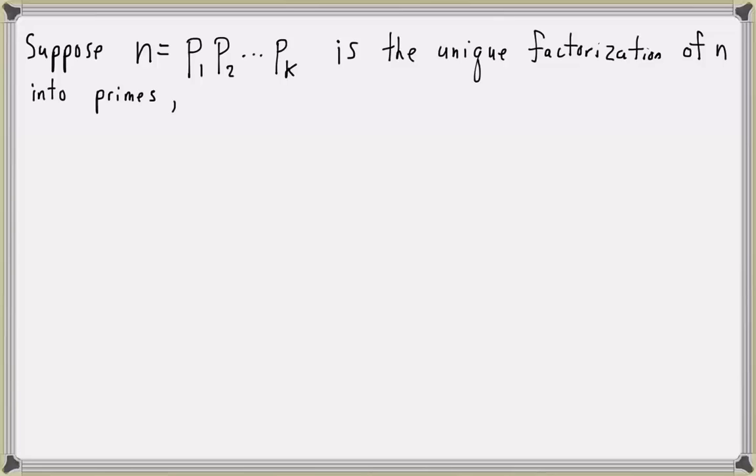And we saw that it's okay to assume that P1 is less than or equal to P2, which is less than or equal to all the way up to Pk, because if it's not, we can just rearrange the factors and we still have the same primes in this factorization. So we're going to assume in this unique factorization that P1 is less than or equal to P2, which is less than or equal to so on up to Pk.